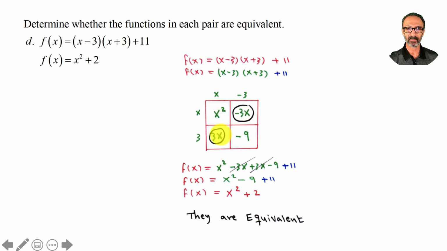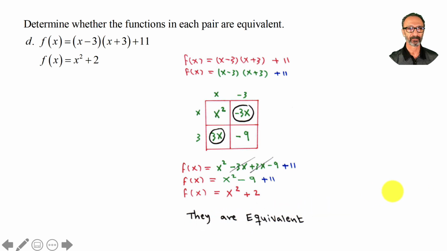Those are alike, but they will cancel. 3 times negative 3 will give me negative 9. Let's bring them down first, and bring the 11. Don't forget about the 11. These will cancel as we said. Now x squared minus 9 plus 11. These are alike. They need to be combined. Let's say it this way: 11 take away 9, which is 2. We're done with this one. Go back and compare it to the other one given to me. I would say they are equivalent.